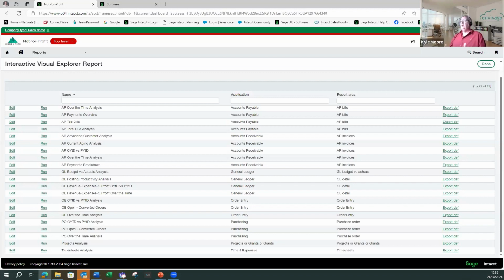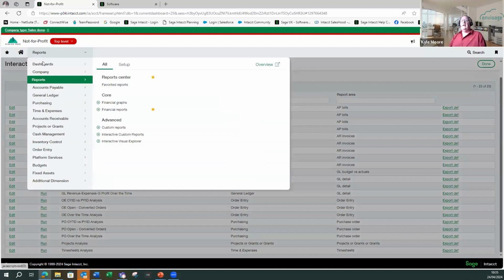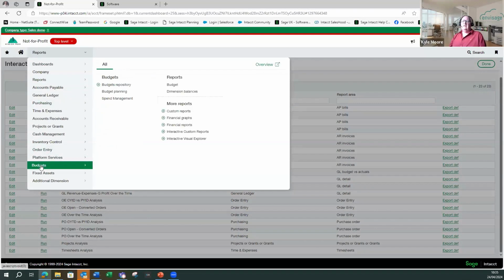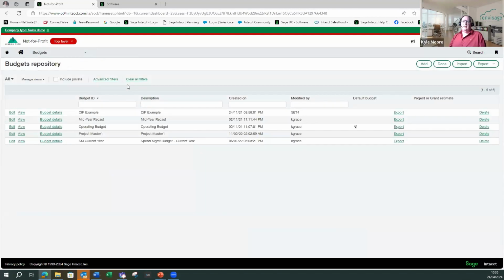I suppose when we talked about budgets there, it really would be good for me to just show you very quickly that we do have budgets in the system. We have our budget repository. We can have multiple budgets, which is really good because different reports can look at different budgets on the system. We have a master budget here.